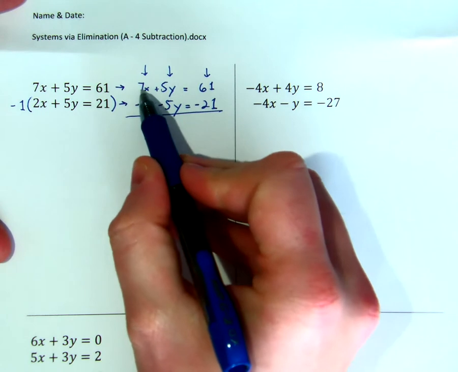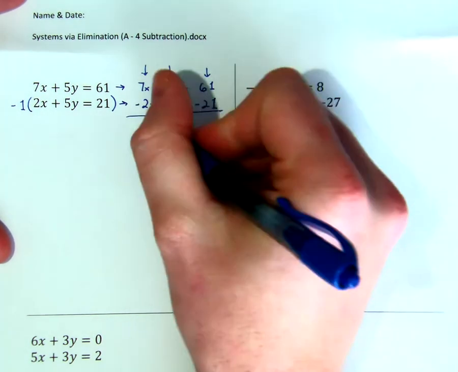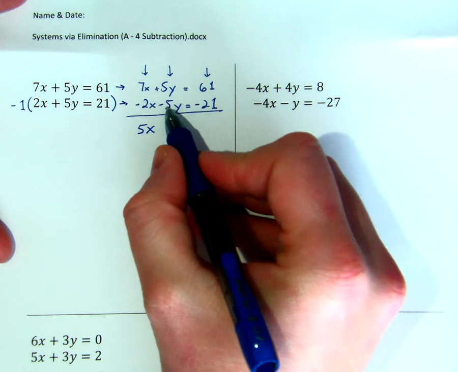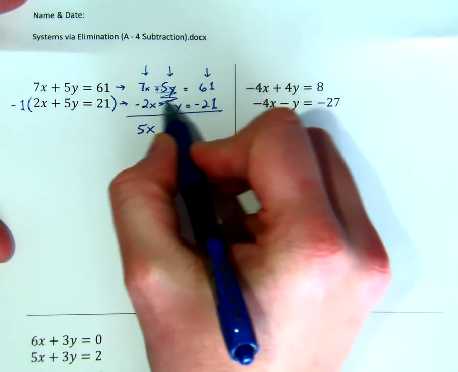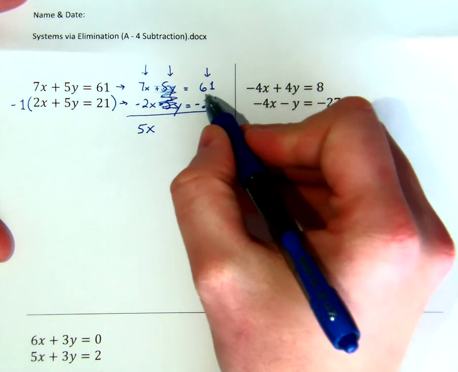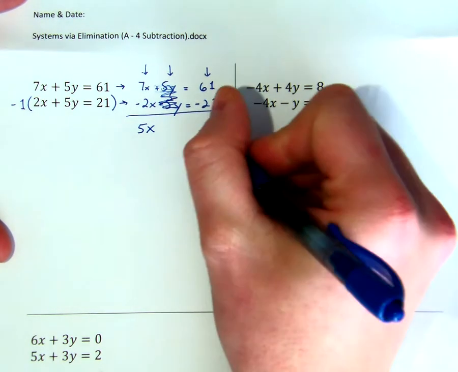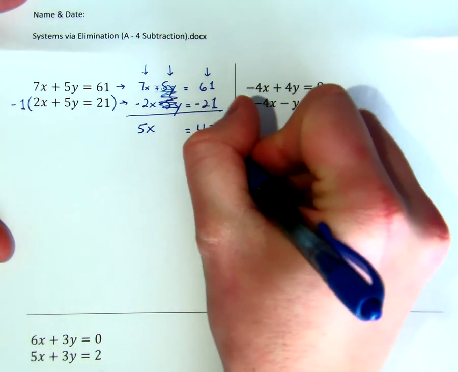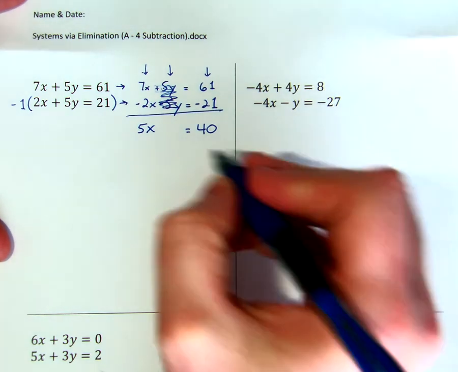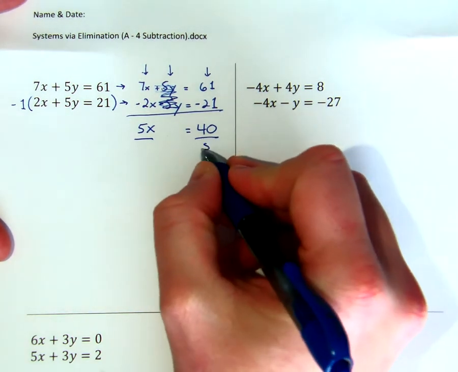combine like terms. If you have 7 x's and you take away 2 of them, you now have 5 x's. If you have 5 y's and you take away all 5 of them, you have no more y's. So the y's are eliminated from this problem. 61 take away 21 is 40. So now that we've combined like terms, we end up with the equation 5x equals 40.